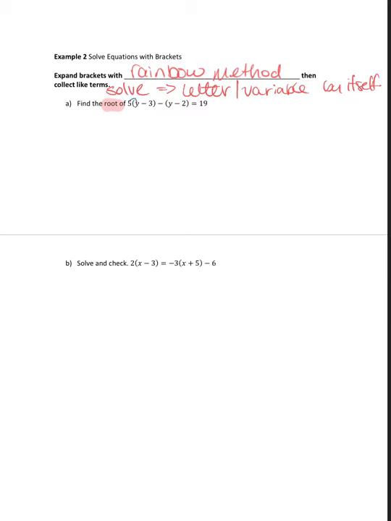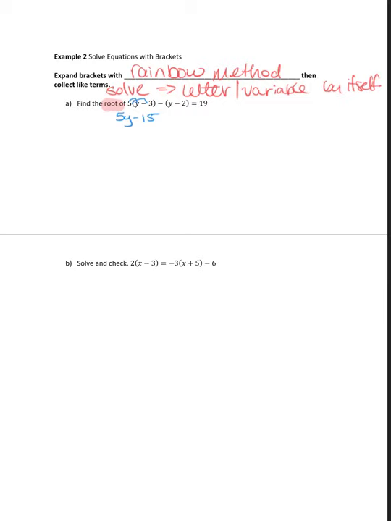So I'm going to do 5 times y first. And there's that invisible 1 in front of that y. So this is really 5 times 1. So this is going to be 5y. And then I have 5 times negative 3, which is negative 15. Okay. Let's look at this next one.